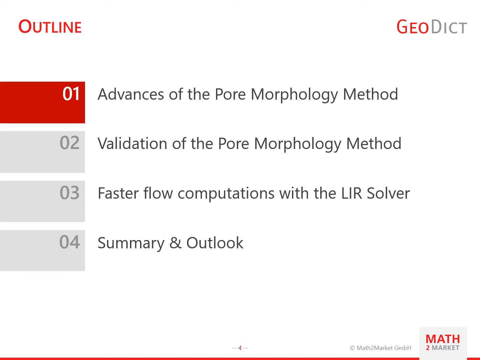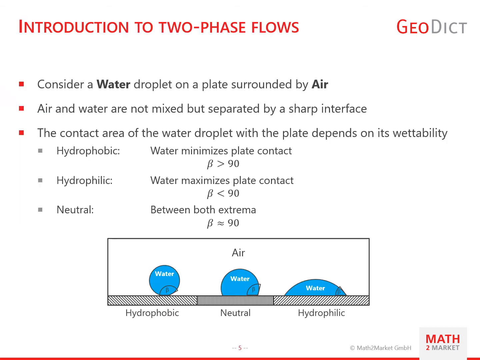We will start with the new features in GeoDict. Imagine a water droplet on a plate that is surrounded by air as shown in the image at the bottom. Water and air are not mixed, but separated by a sharp interface. The contact area of a water droplet depends on the wettability, and this depends on the properties of water, air and the plate itself. One extreme is the hydrophobic case, where water wants to minimize its contact area with the plate, with a contact angle of more than 90 degrees.